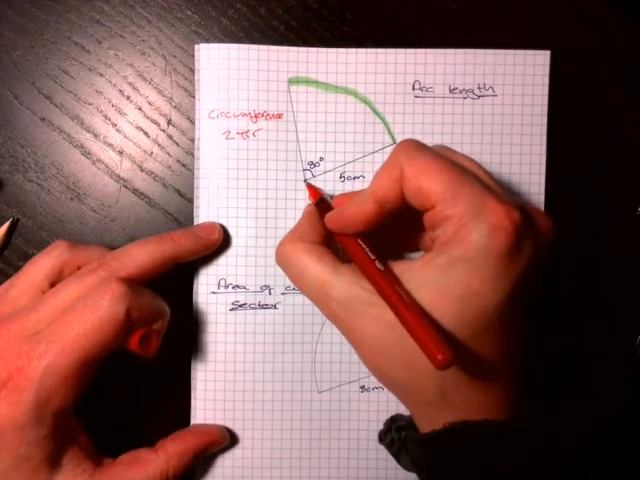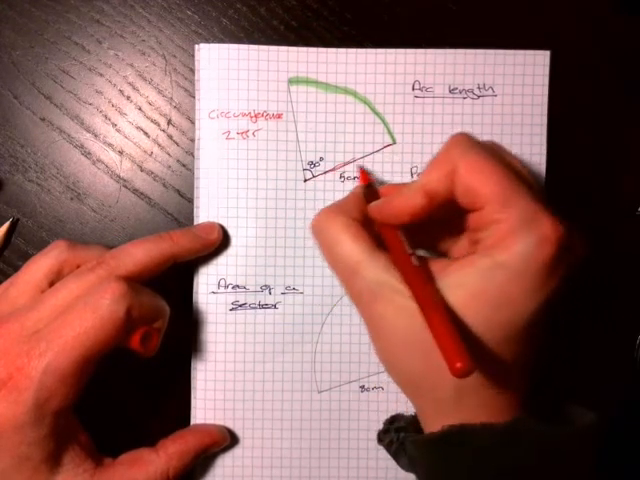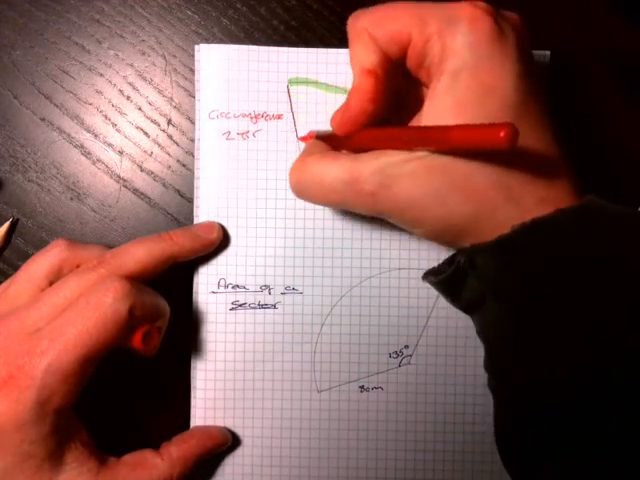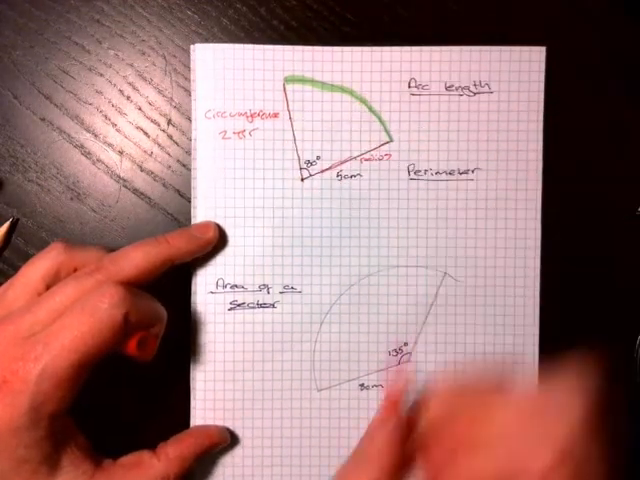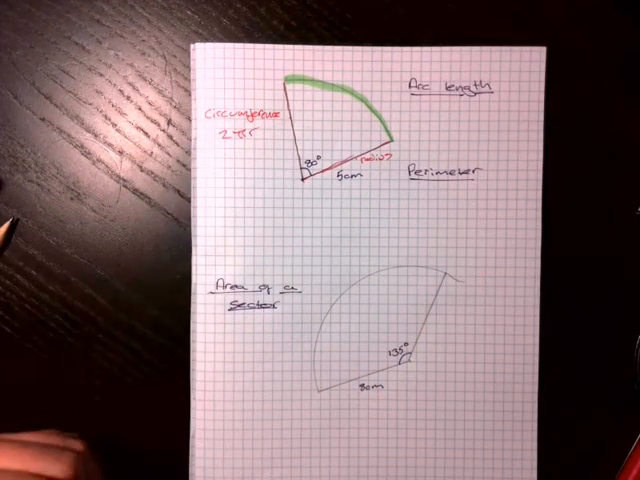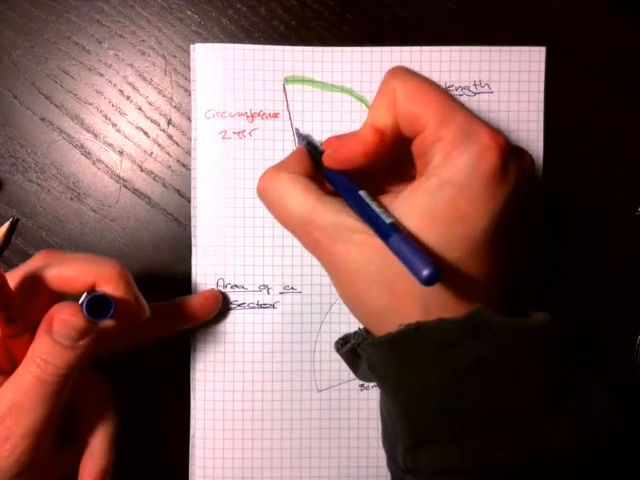So this here is our radius. In fact, so is this here. These two lines here both go to the centre of our circle. They're both radiuses, which actually means that they are both the same length. So this length here is also 5 centimetres.